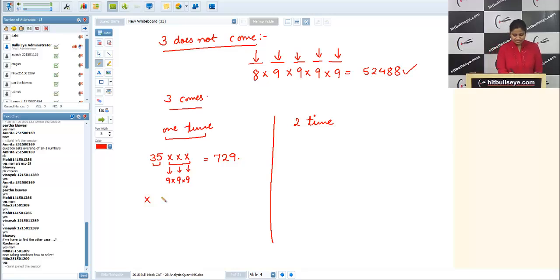Now there can be a possible case where 35 is placed at second and third digit. Now for this place, how many choices? 8. Because 0 cannot come and 3 cannot come. For this place, how many choices? 9. For this place, 9 choices, which comes out to be 648.